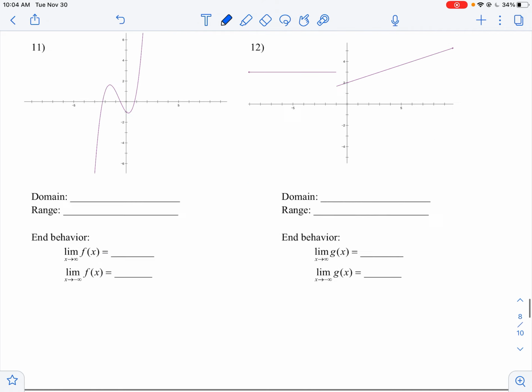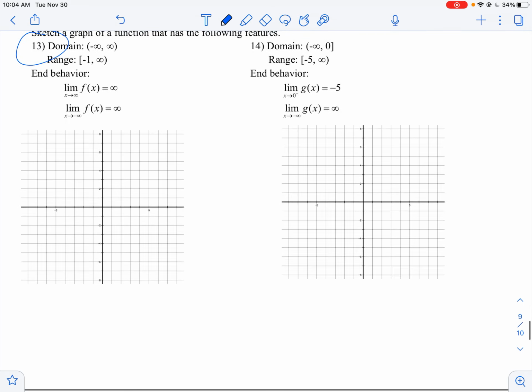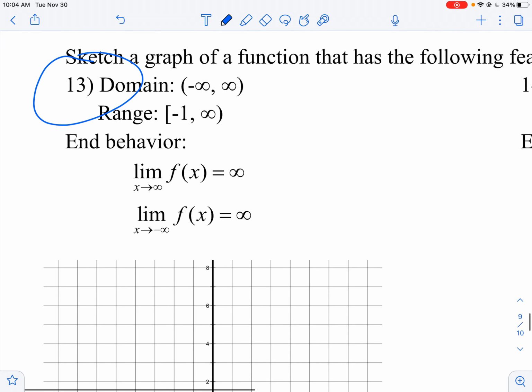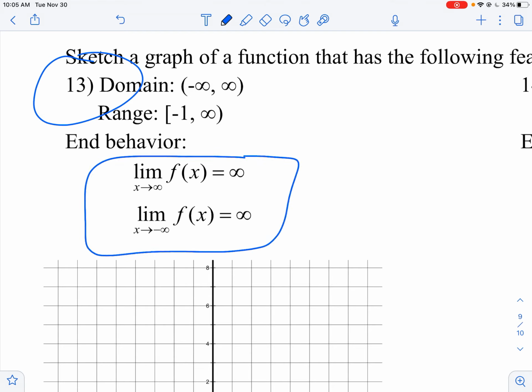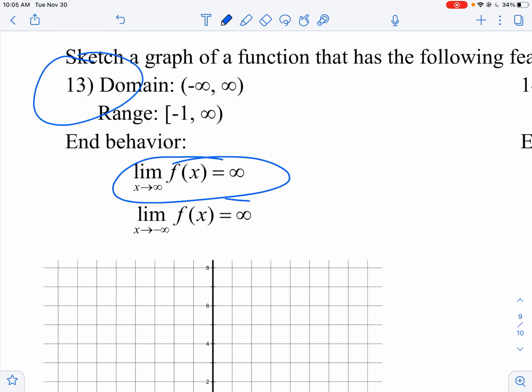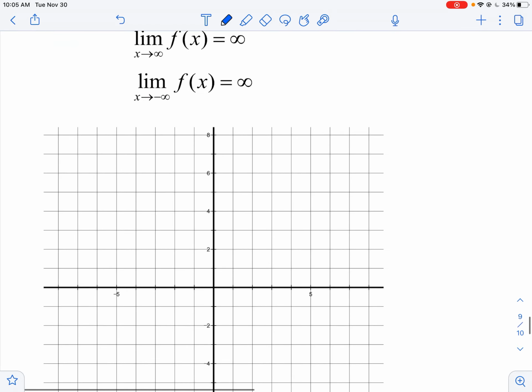And then on the final section here, it gives you some properties, and you need to draw your own function that has those properties. So what I like to do is just start with my end behavior and think, okay, both of these say on the right side it goes to infinity, left side it goes to infinity. That means it's going up on both sides. So I come down here and make a little note: go up, go up. So left side and right side is going up.